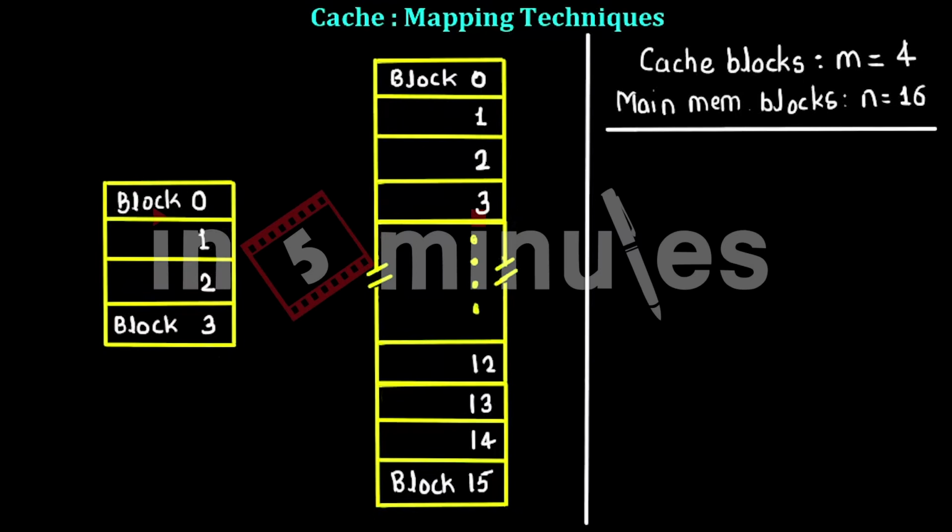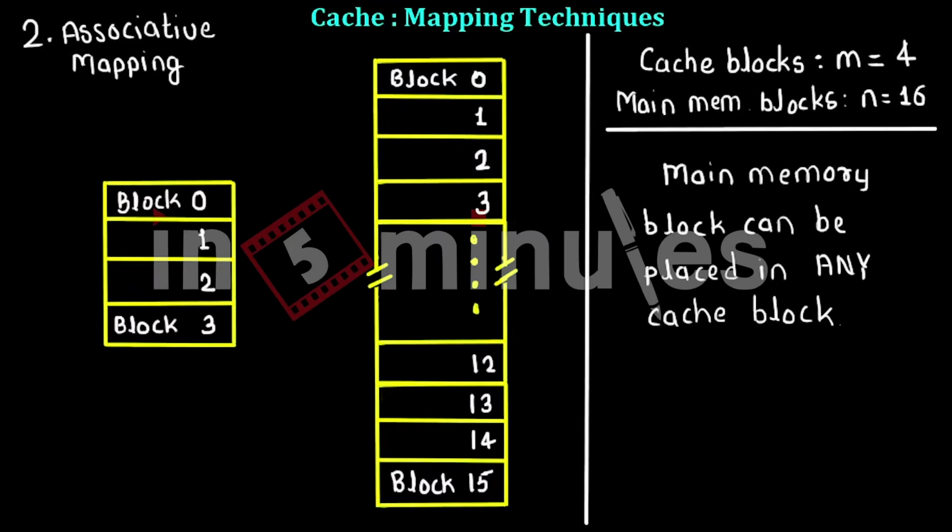So we were looking at different mapping techniques between the cache memory and the main memory. So far we have seen one mapping technique, which is called direct mapping technique, in which each block from the main memory is mapped to a particular block in the cache memory. The next mapping technique we are going to see is associative mapping, which is exactly the opposite of direct mapping. In this mapping technique, a main memory block can be assigned to any cache block in the cache memory.